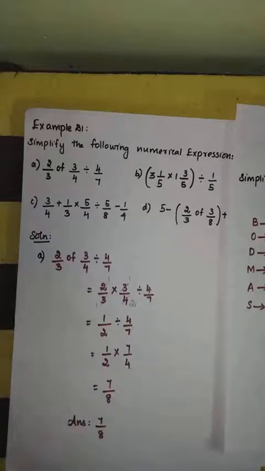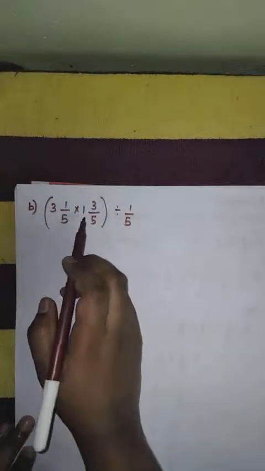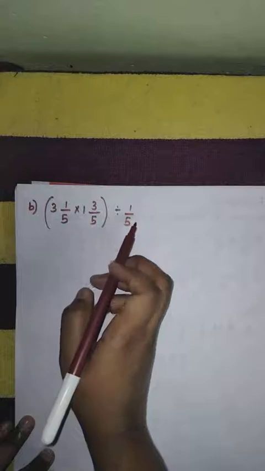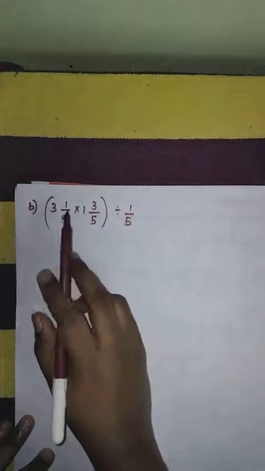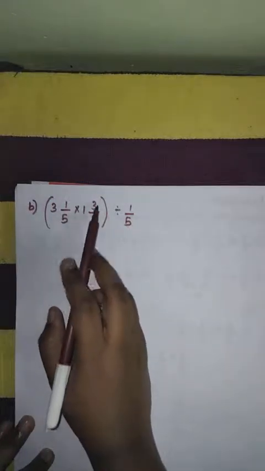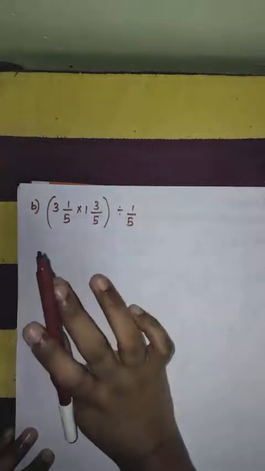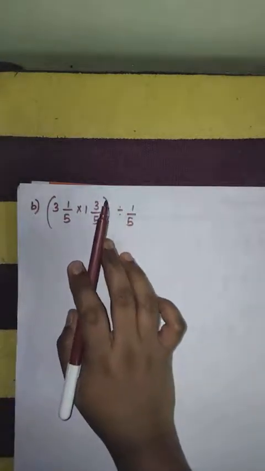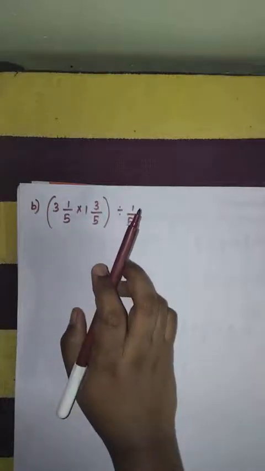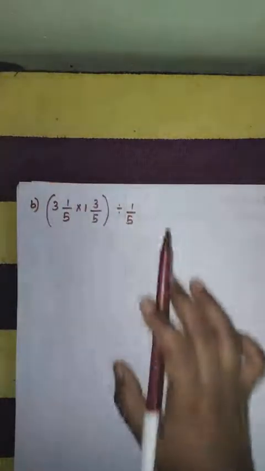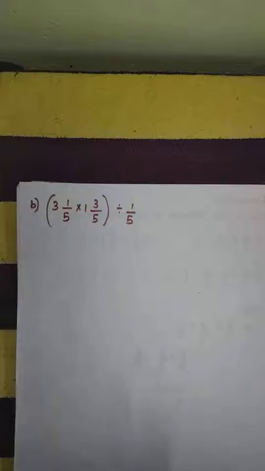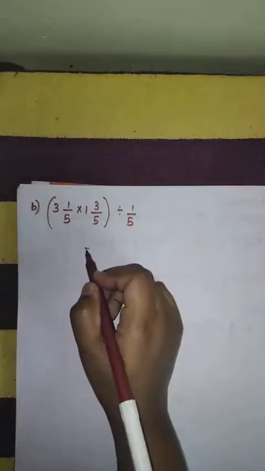Clear? Then our second question: 3 1 by 5 into 1 3 by 5 divided by 1 by 3. This is our question. The first thing is, we need to convert the mixed fractions into improper fractions. Convert all the mixed fractions into improper fractions first. Okay, so first convert it.